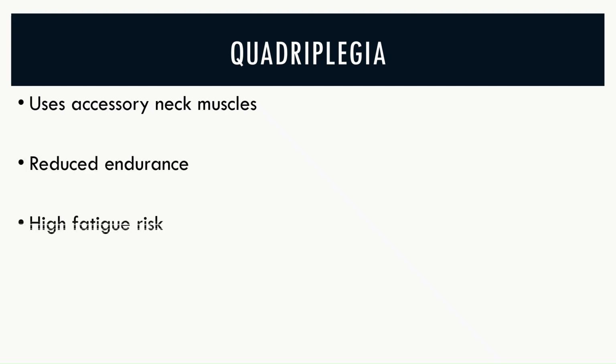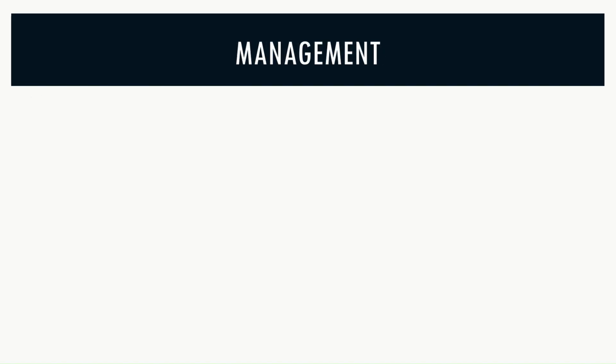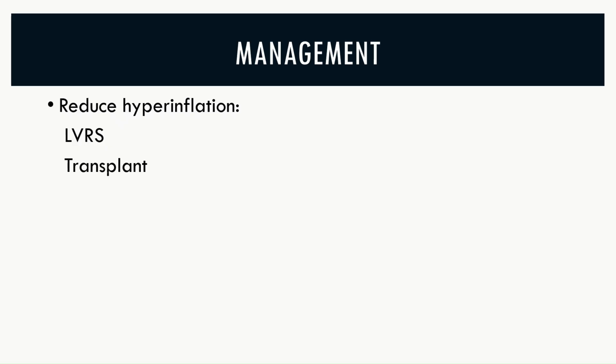Quadriplegia. Patients with quadriplegia rely on accessory neck muscles for breathing. They have reduced endurance and are prone to respiratory muscle fatigue. Management. Management includes reducing hyperinflation through interventions like lung volume reduction surgery or lung transplantation, along with respiratory muscle training and nutritional optimization.